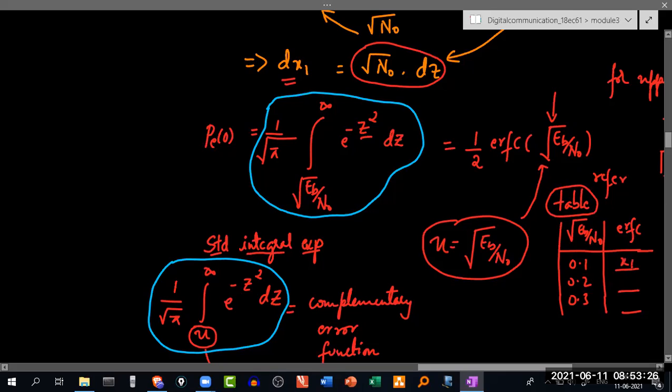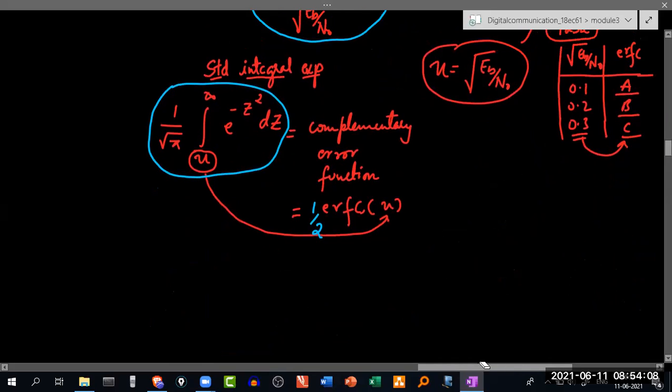Let's say for some problem we have calculated the value of square root of EB by N naught, which results in 0.3. I'll refer this table and get its corresponding complementary error function value, which is C, and ultimately all I'll do is divide this C by 2, because here I'm having a scaling factor of 1 by 2. So this is how we actually solve the problems of probability of error.